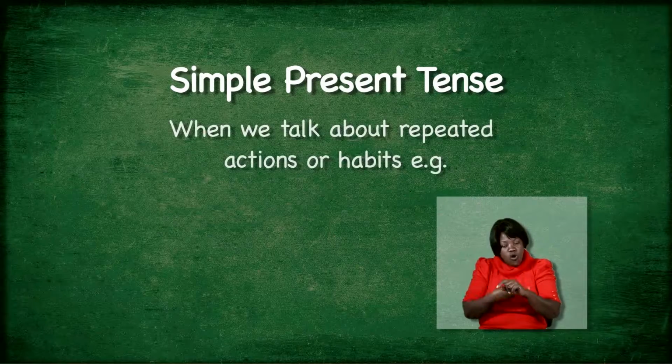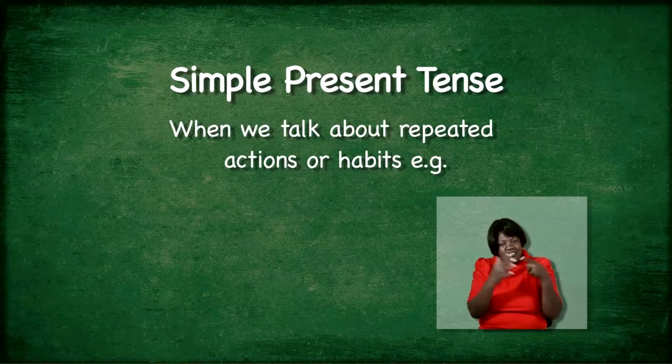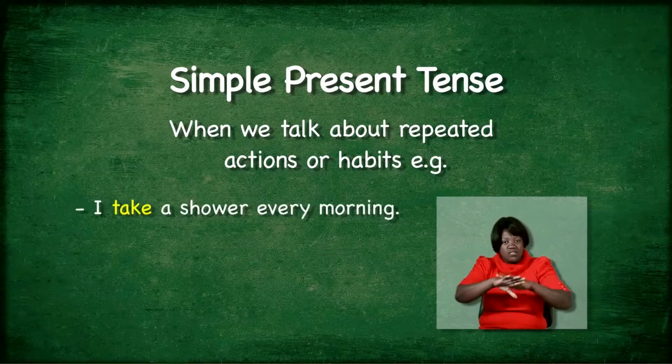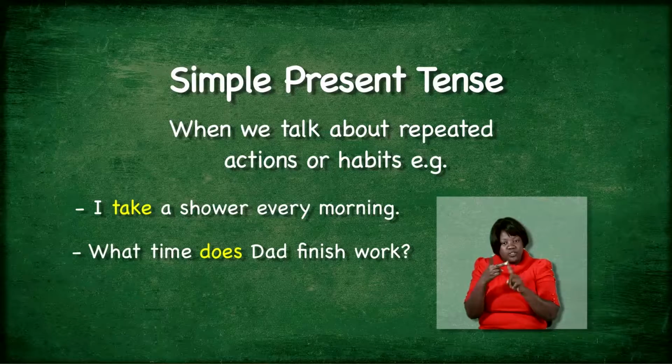The simple present tense is always used when we talk about repeated actions or habits. For example, I take a shower every morning, or what time does Dad finish work? Oh, I see. Meaning these actions happen every day. I take a shower every morning and Dad goes to work every day.